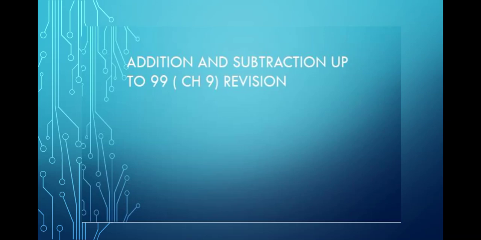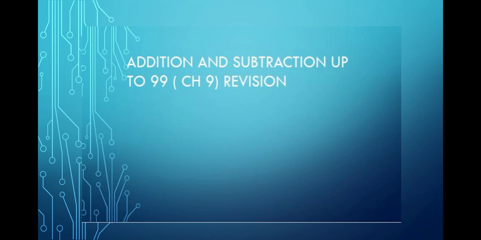Hello children, let us continue the class addition and subtraction up to 99. We are doing revision. Yesterday we have done addition using the number strip, and I told you that today we will be doing addition using tens and ones. Alright children, so let us proceed to the steps.